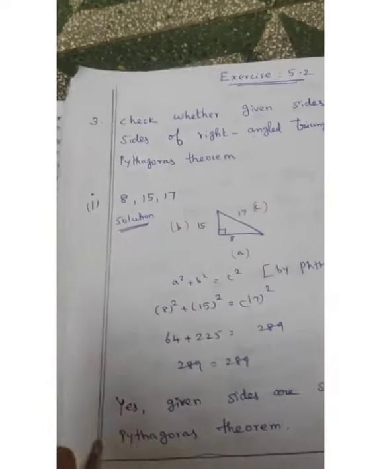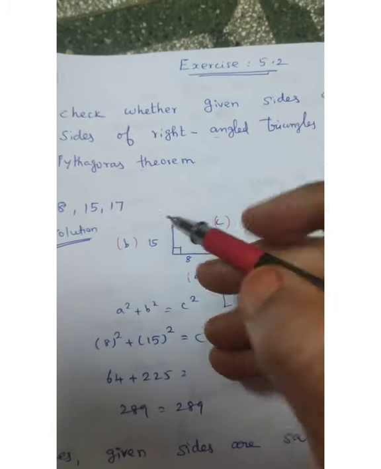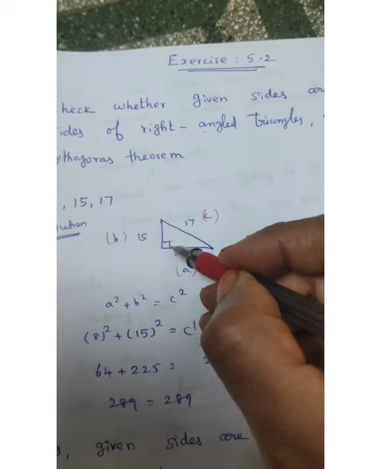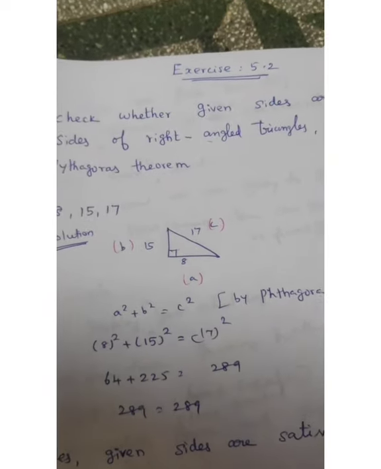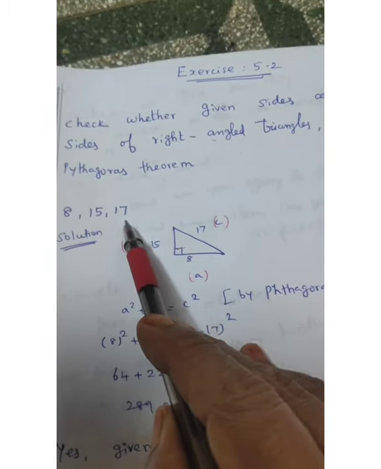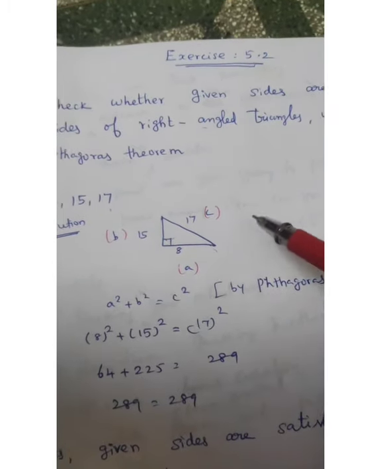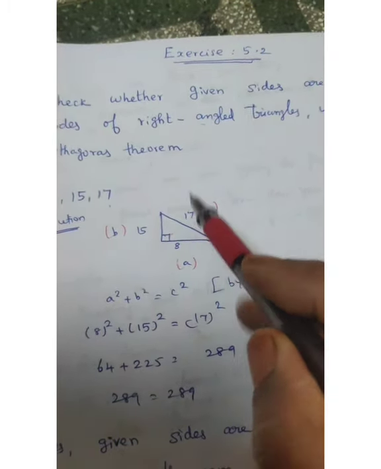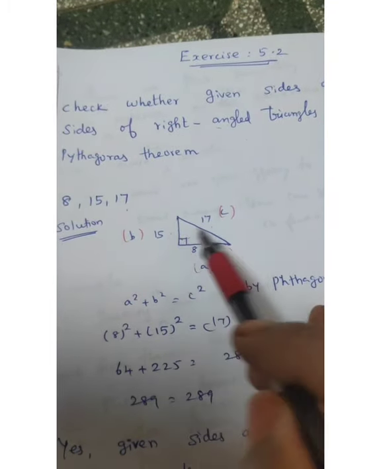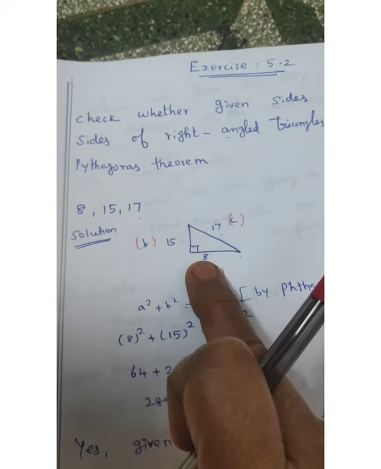See the sum. 8, 15, 17. So for the right angle triangle, you draw one right angle triangle, with the perpendicular line symbol. Now, of the given values, which value is the biggest? 17. This side is the hypotenuse. There you write 17. 8 and 15 you can write anywhere, no problem. Here write 8, here write 15. So I am writing 15 here, and 8 here in A.